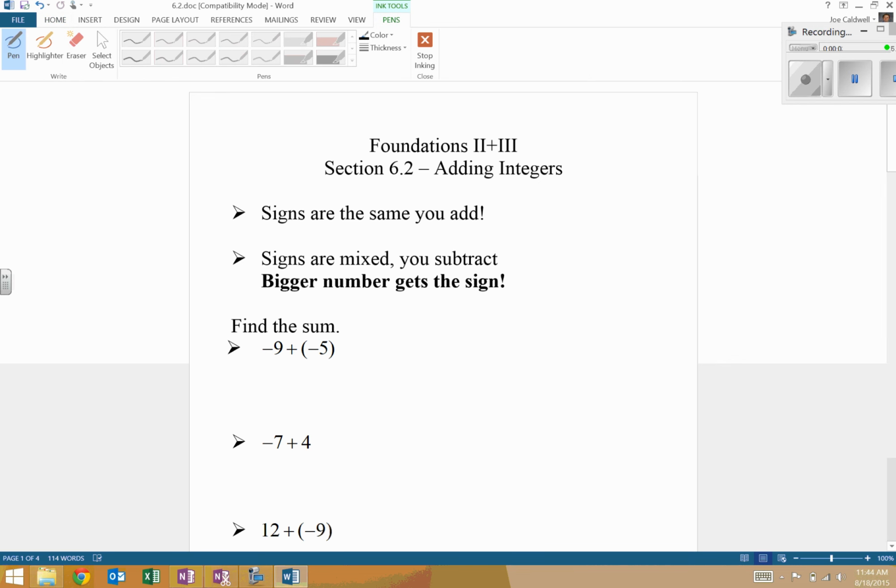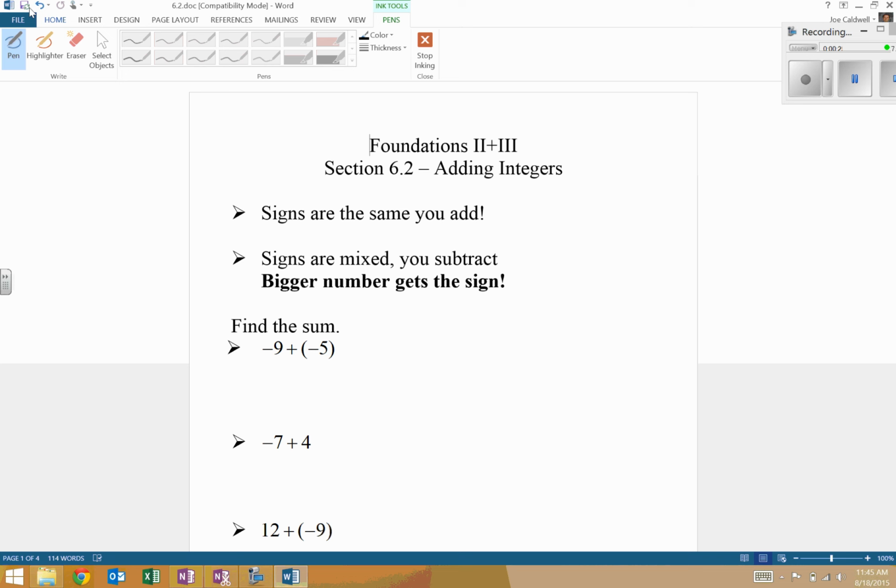All right, next we are dealing with adding negative numbers, adding integers. Here's a couple of rules we're going to use for both adding and subtracting. When the signs are the same, you add them. So if they're both negative or they're both positive, you add them up, but keep the signs how they were. So if they started off both negative, you're going to end up with a negative answer.